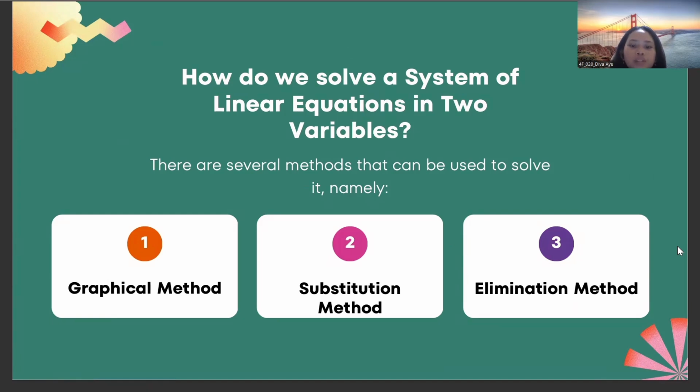There are three common methods to solve a system of linear equations in two variables. The first is the graphic method, the second is the substitution method, and the third is the elimination method. Let's discuss each method one by one.